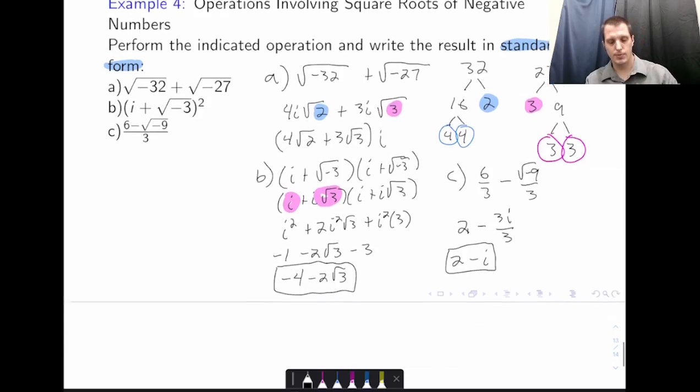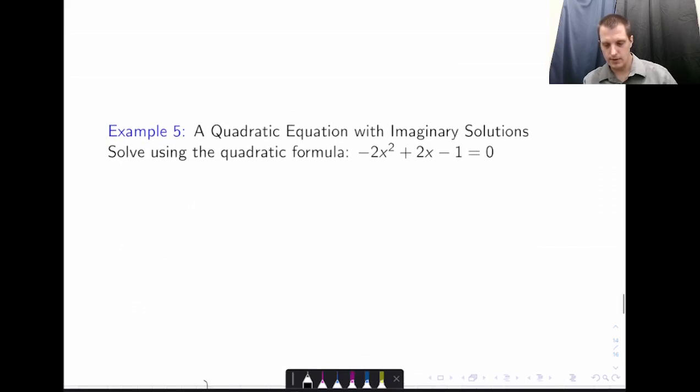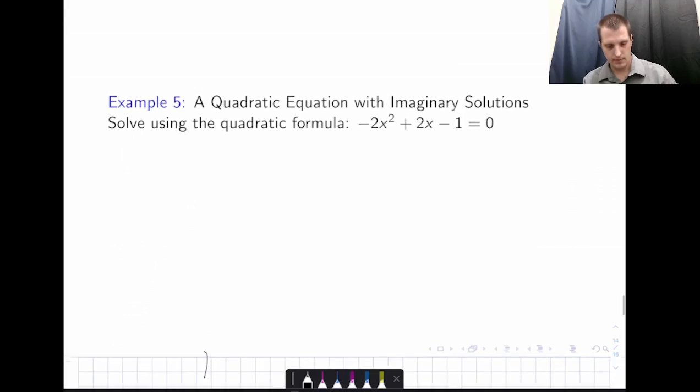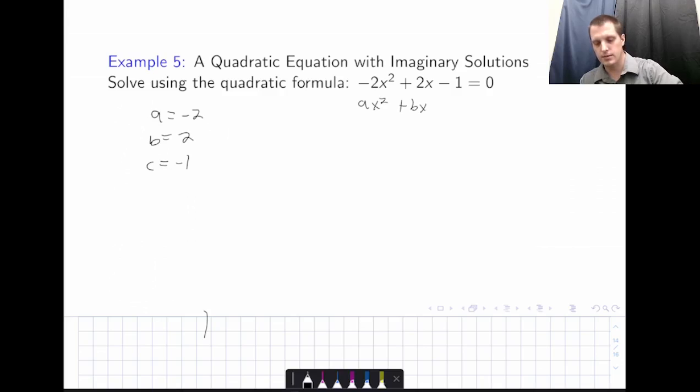All right, last example. Let's give us some more room to work here because it is the quadratic formula. Okay, solve using the quadratic formula. Okay, anyway, let's do this. Our a is equal to -2, our b is equal to 2, and our c is equal to -1, because this is the form ax squared plus bx plus c equals 0.